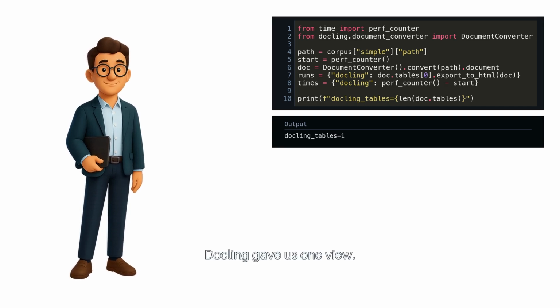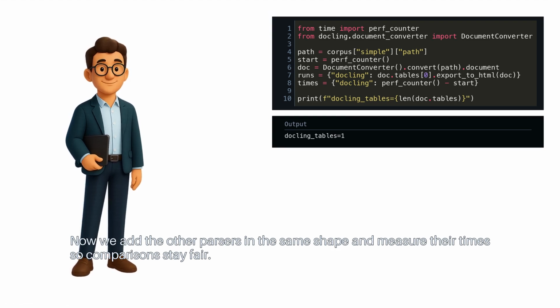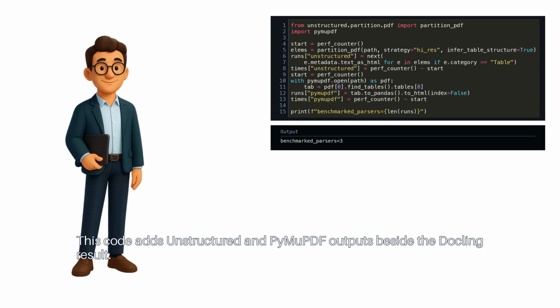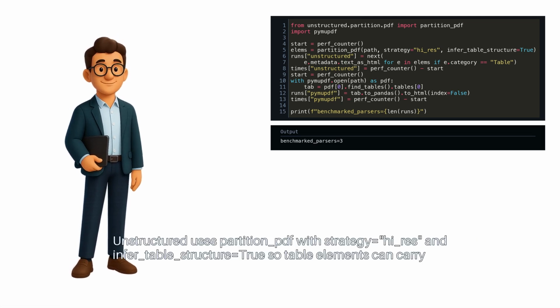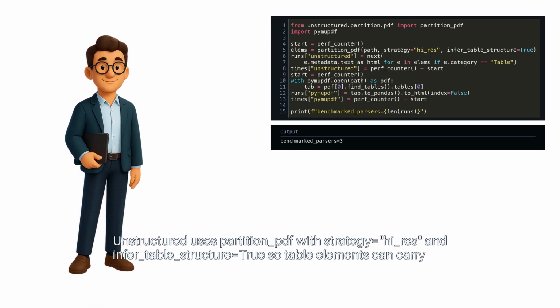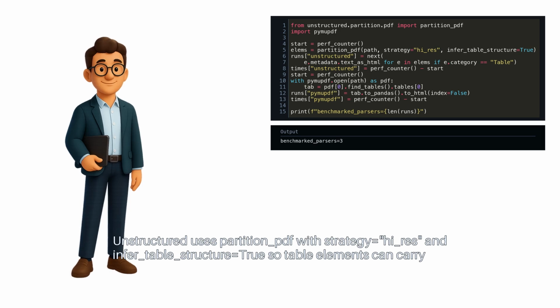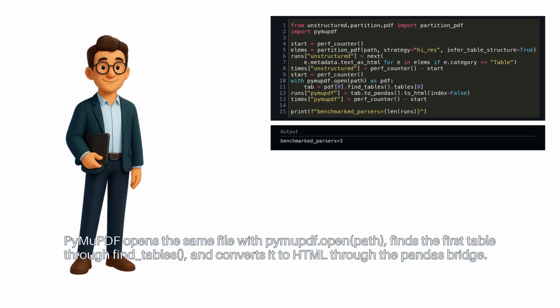Docling gave us one view. Now we add the other parsers in the same shape and measure their times so comparisons stay fair. This code adds Unstructured and PyMuPDF outputs beside the Docling result. Unstructured uses partition PDF with strategy high res and infer table structure equals true, so table elements can carry metadata text as HTML.